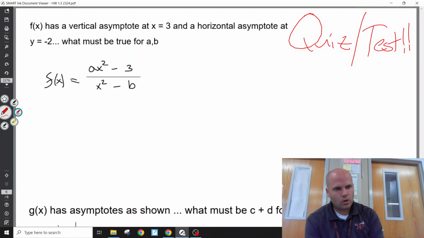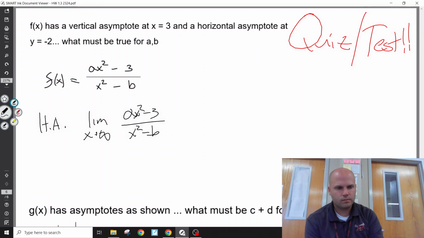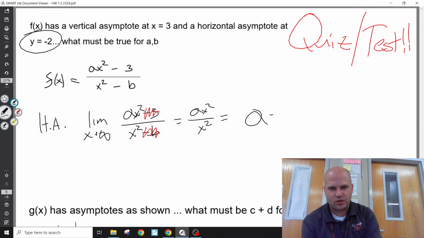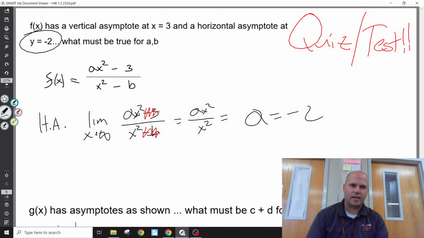So, we understood horizontal asymptotes are when you plug in infinity. Now, if I plugged in infinity into this, the 3 won't matter, the B won't matter. You just get ax squared over x squared, which is a same over same situation, which just leaves you with A. Well, the horizontal asymptote is at negative 2. That's what A has to equal, negative 2.